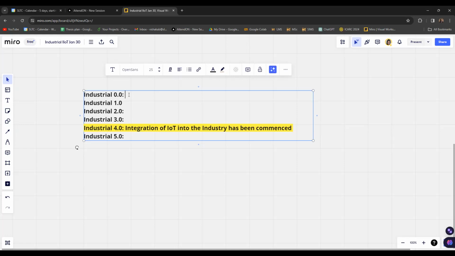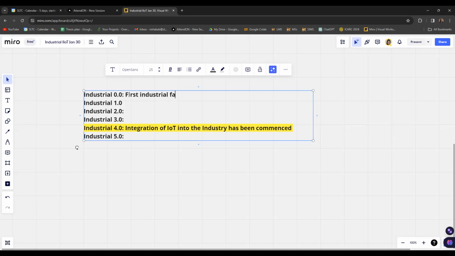So industrial 0.0 is the first stage where industries were first introduced into the world. This happened in the 14th, 15th century, where the first industrial printing presses were introduced. This is some history regarding the evolution of industry over the years, how industry developed its performance over the years. The first thing that happened in history is what we are going to talk about here. So this is a small history section. However, it is also an interesting thing to know about, and it also gives us the reason for the integration of IoT into the industry.